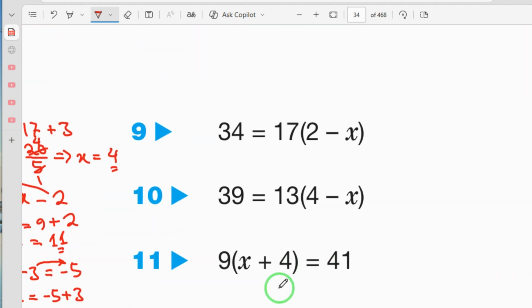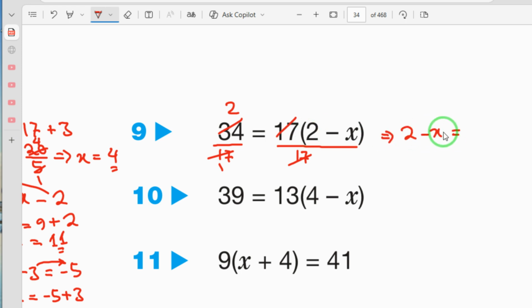Question number 9. First we divide both sides of the equation by 17. One times 17 is 17, 2 times 17 is 34. Here we directly simplify 17 by 17. Actually this one is equal to, here I write 2 minus x equal to 2.